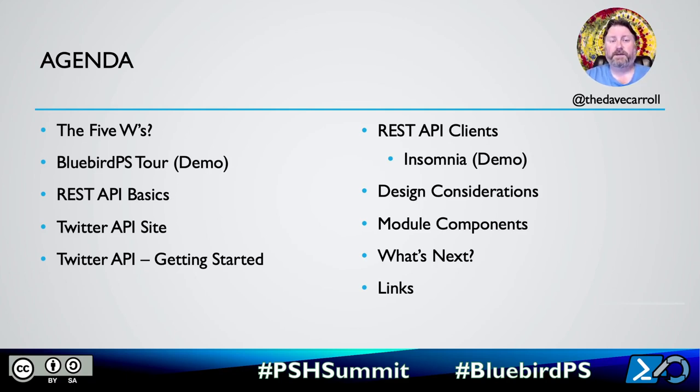After learning about the API, we can use the REST API client to test out our API endpoints. Then we'll take a look at some upfront design considerations, such as PowerShell version compatibility. Next, we'll take a look at module structure, including authentication, private and public functions, output, error handling, and more. Then we'll talk about what's next for BluebirdPS. We'll finish up with some important links.